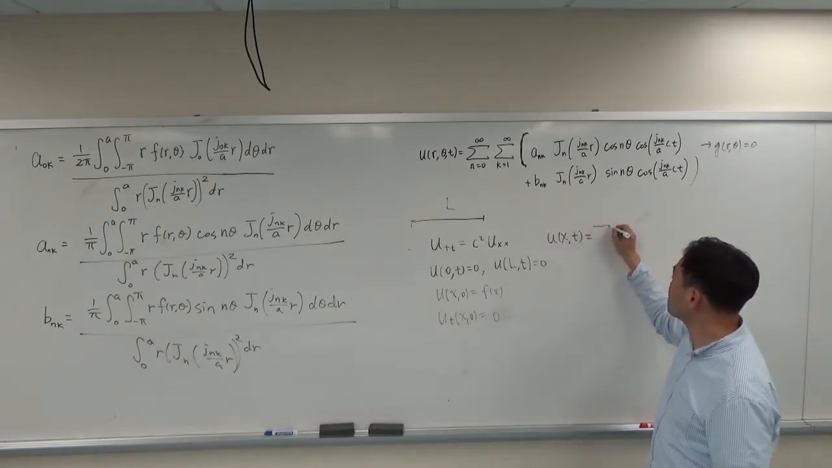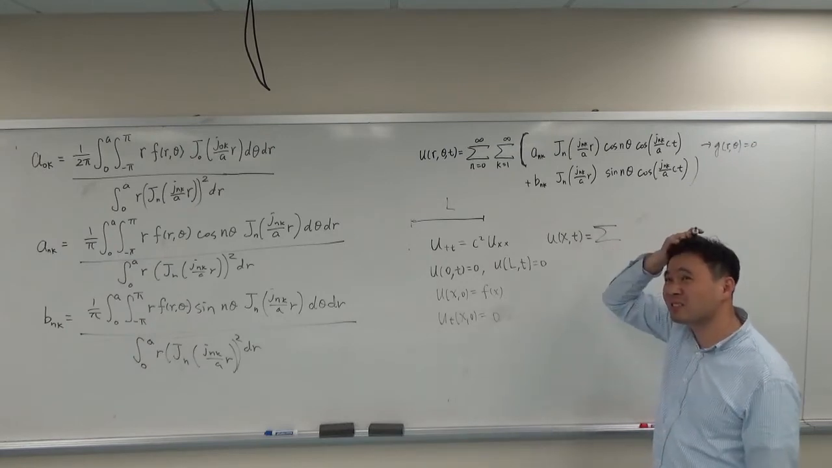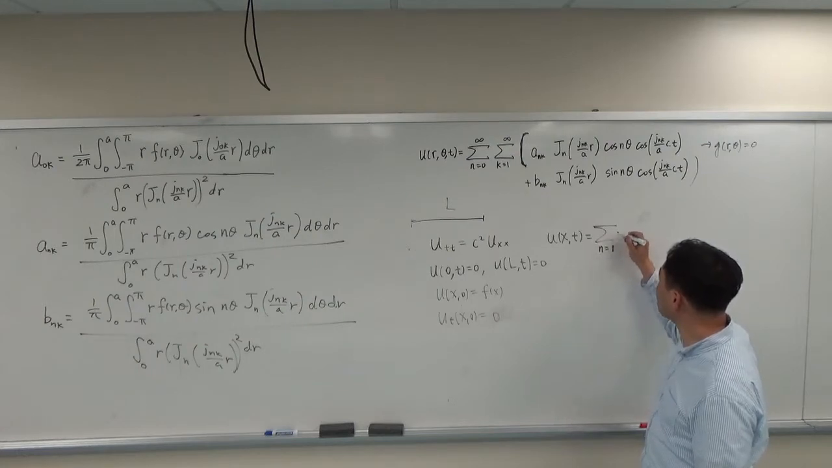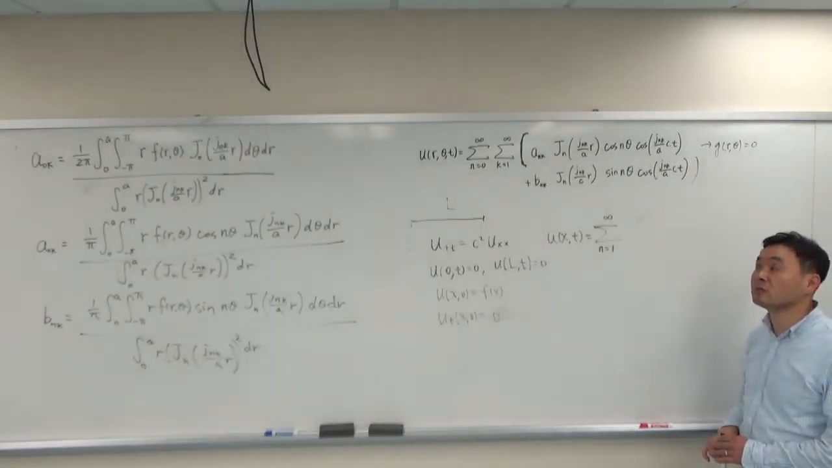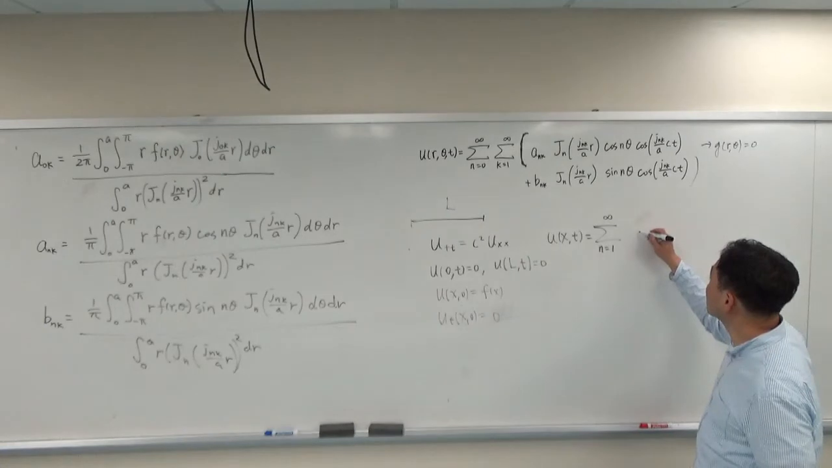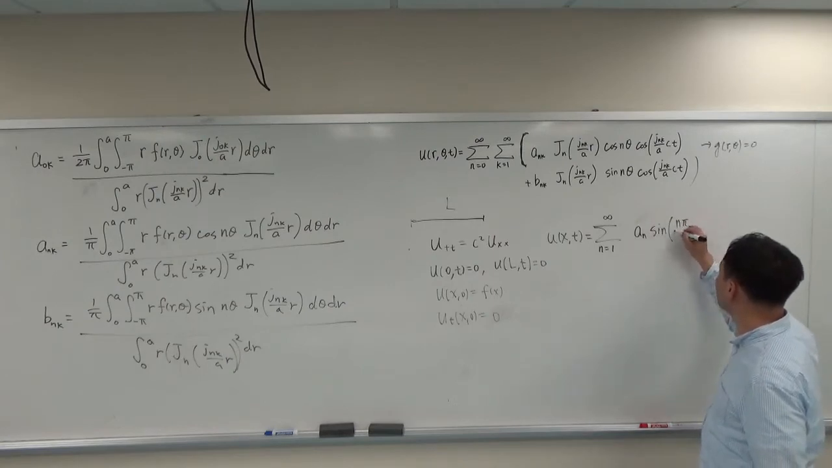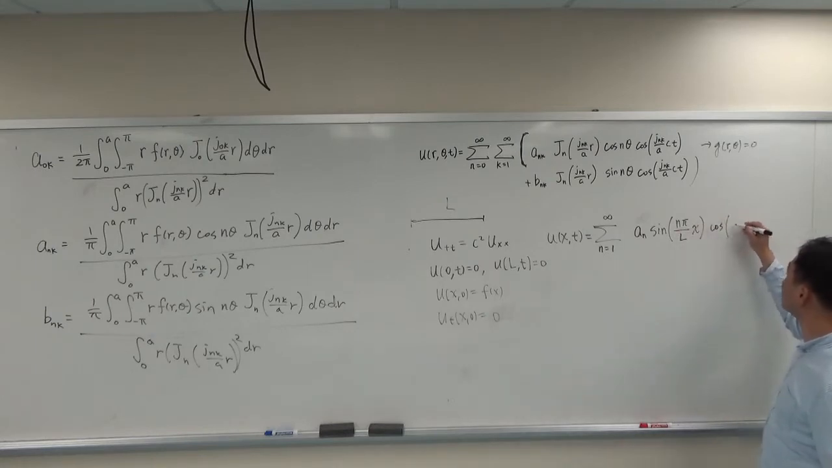U(x,t) would look like, now it's not a double sum, it's a single sum. It's going to be the sum from n equals 1 through infinity of A_n sine(n pi x over L) and then cosine(n pi c t over L).